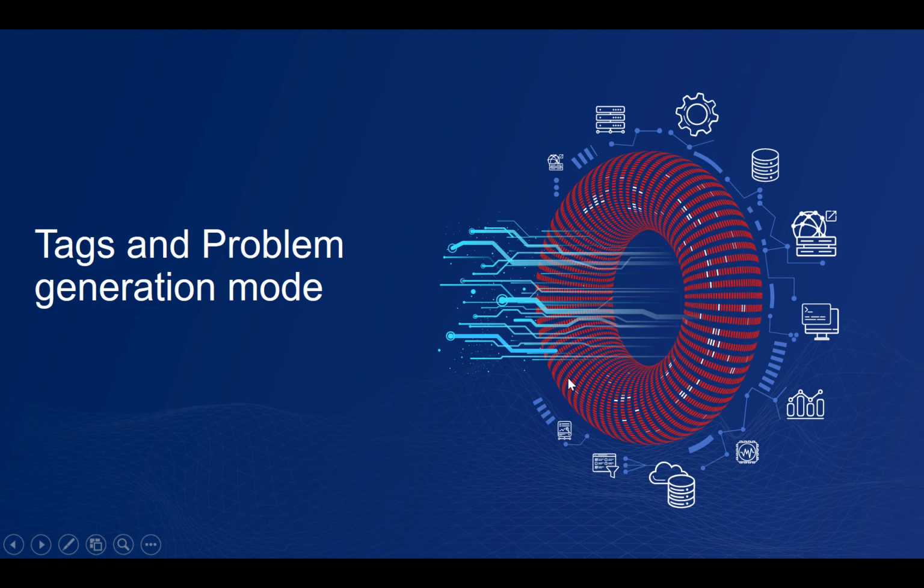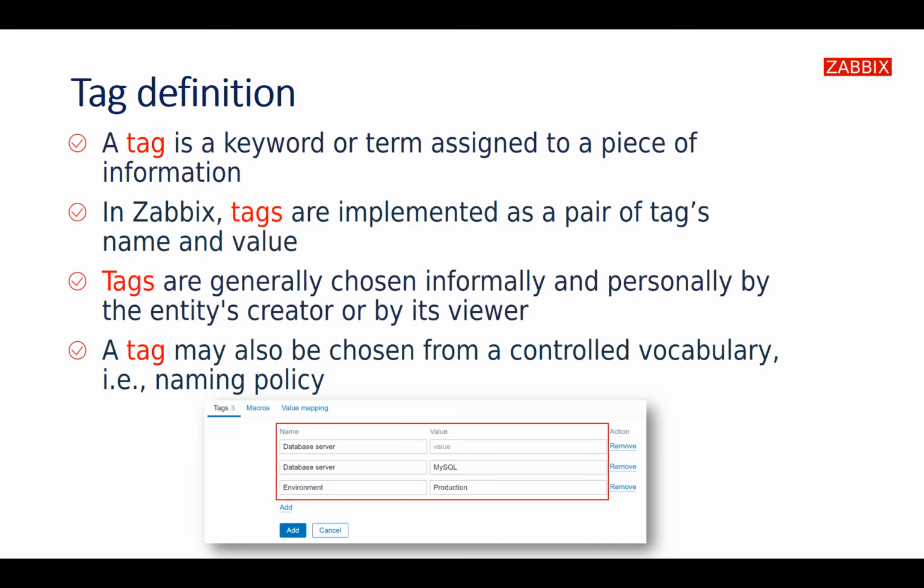Let us proceed to the next topic, which is tags and problem generation modes. Tags nowadays are everywhere in Zabbix, and let us start with defining what a tag is. A tag is a keyword or term assigned to a piece of information, and in Zabbix, tags are implemented as a key and value pair. Also, I need to point out that a tag in Zabbix can also exist just with a name, without any value. This is also a possibility.